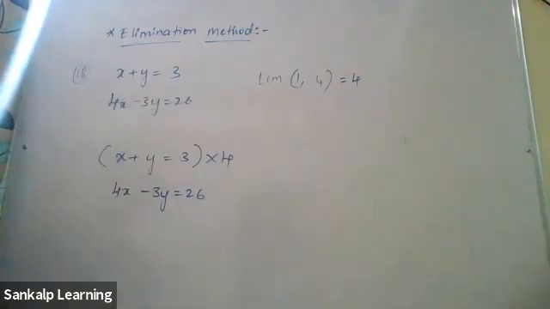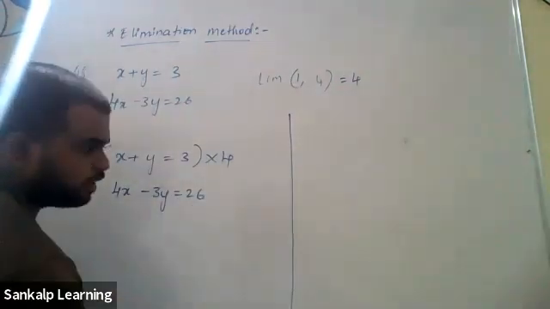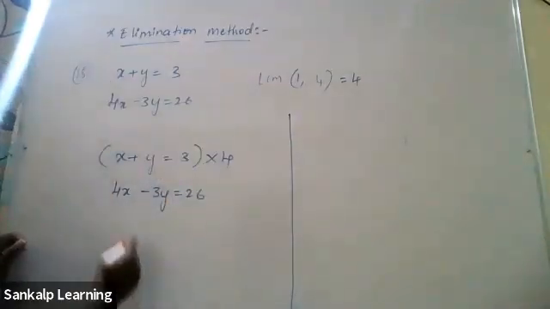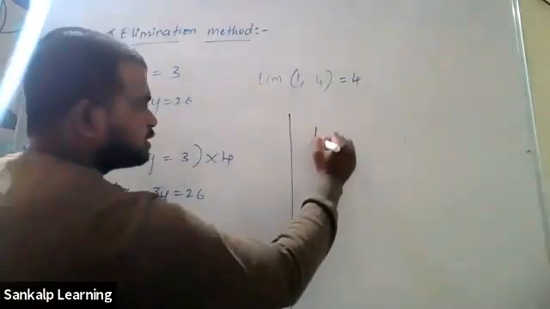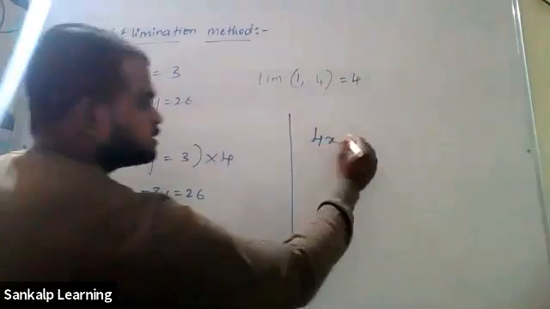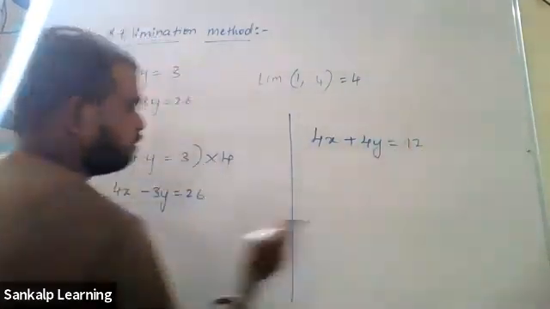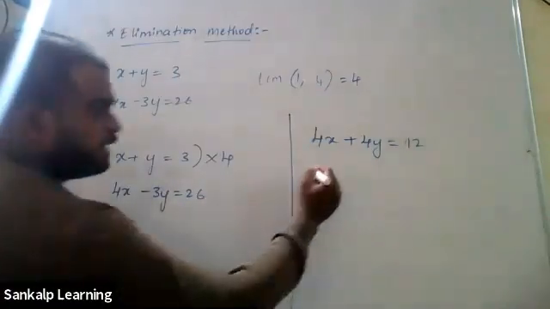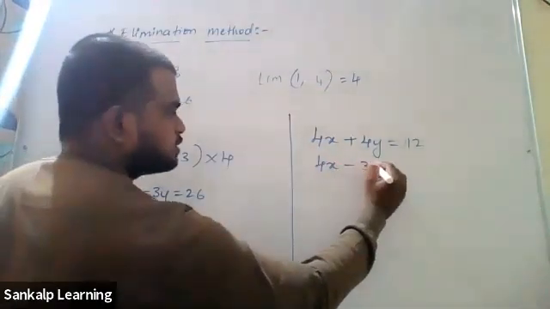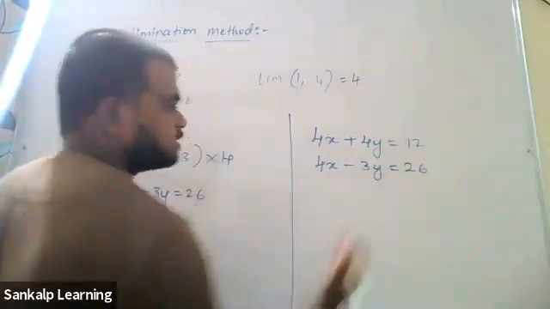By multiplying. Okay, let's multiply now. I don't have space, so I'm writing it here. You can continue below itself. 4 into x is 4x, 4 into y is 4y, 4 into 3 is 12. You have to multiply for everything. Now write down the second equation as it is. 4x minus 3y is equal to 26.